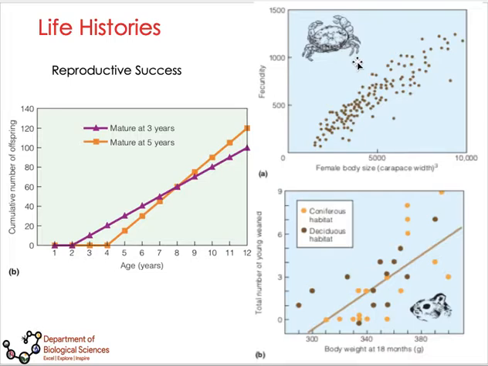for their offspring. Okay? Dito naman, total number of young wind and the body weight, okay? So, comparison between coniferous and deciduous forest. Okay? So, tumataas, increasing din. Yan. So, the total number of young wind increased with the body weight during 18 months.